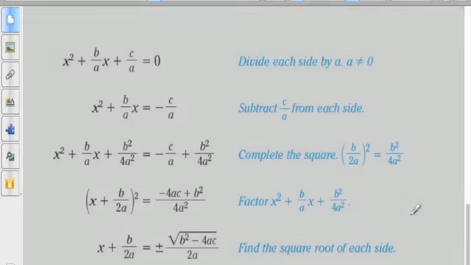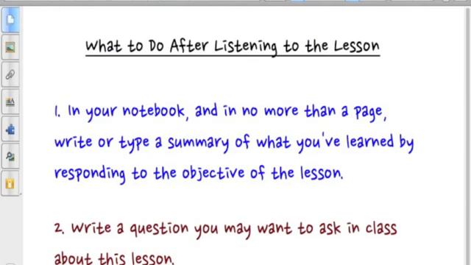Okay? And that's it. After this, in your notebook, no more than a page, write or type a summary of what you've learned responding to the objective, and write a question you might want to ask about this lesson for the following day. Thank you.